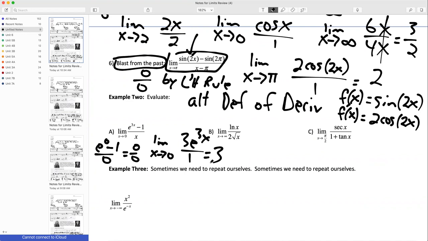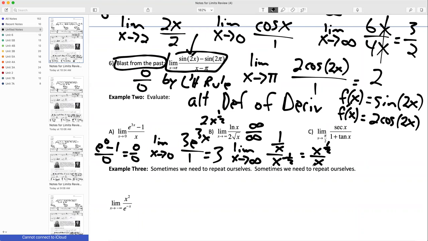Because if I plug in values, I'm going to get infinity over infinity, which is an indeterminate form. So I can use L'Hopital's rule. So I've got the limit as x goes to infinity. The derivative of the natural log of x is 1 over x. And this is 2x to the 1/2. So the derivative is 1x to the negative 1/2. And what can I do with the negative exponent? It goes to the top and it becomes positive. So this is x to the 1/2 over x. Correct?